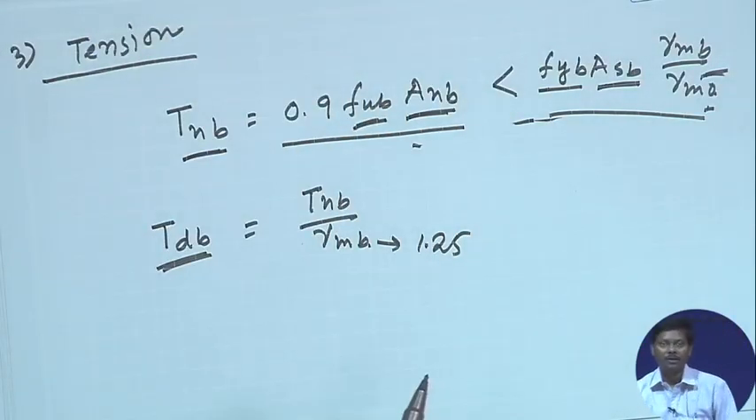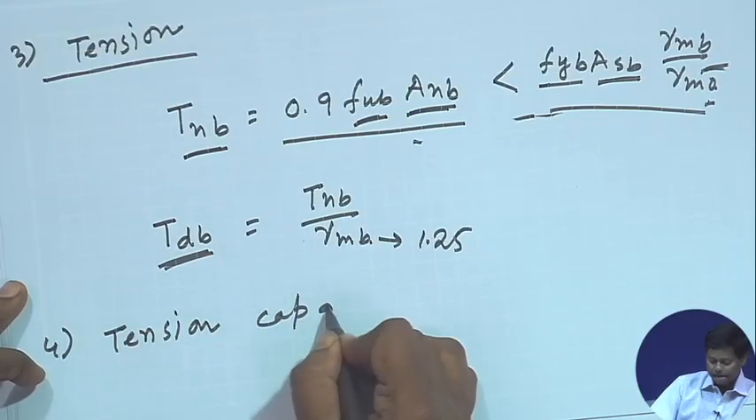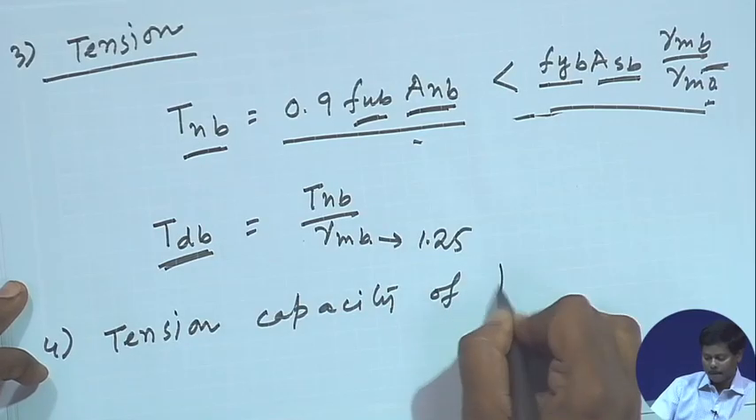So, what we have seen is that the strength of the bolt due to shearing, due to bearing, and due to tension we have calculated. Now, another aspect is that the joint may fail due to tensile failure of the plate. If the plate fails, then the joint is going to fail. So, the tension capacity of the plate also has to be calculated when calculating the strength of the joint. We will calculate now the tension capacity of the plate.